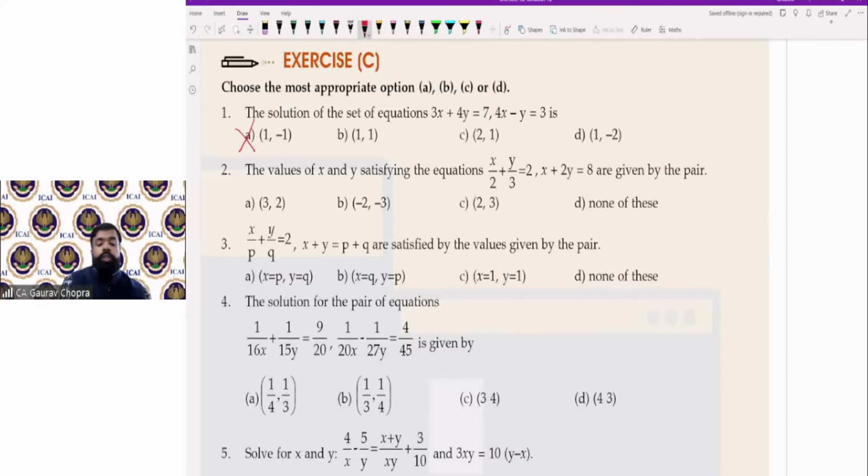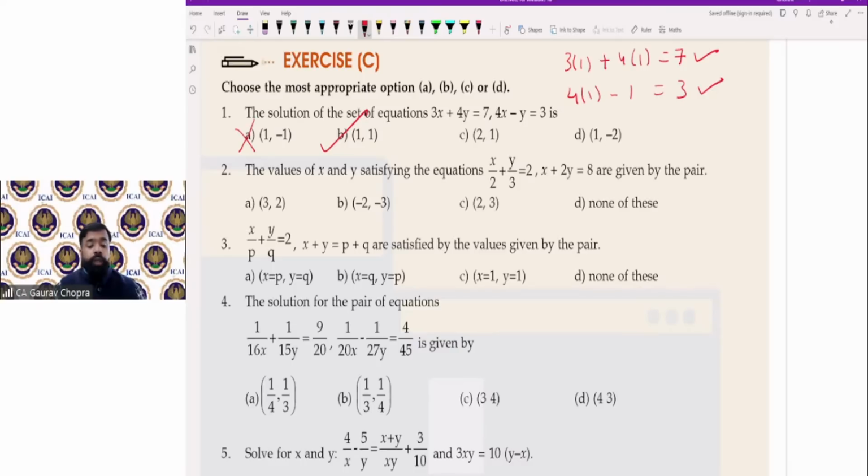Then try B option. 3 into 1 plus 4 into 1. You are getting 7. First equation satisfied. Now put in the second equation, 4 into 1 minus 1, you will get 3. Second equation also verified. Therefore, your answer is B option. You have to simply substitute the value of x and y in the given equation.